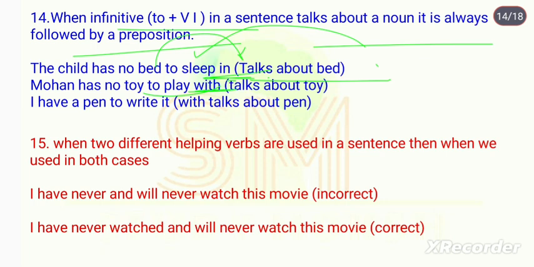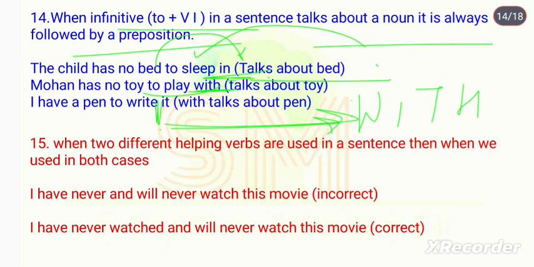I have a pen to write with it, to write with it. So here we can use the word with, पेन के साथ. So in this space we can fill here with. I have a pen to write with.